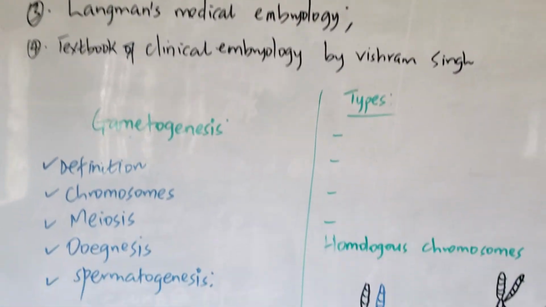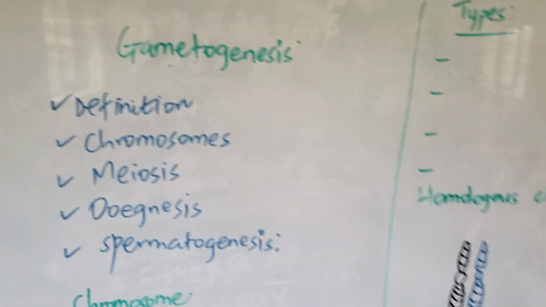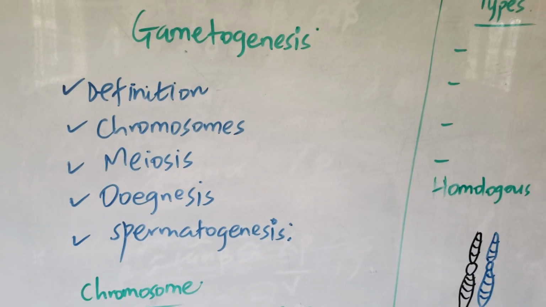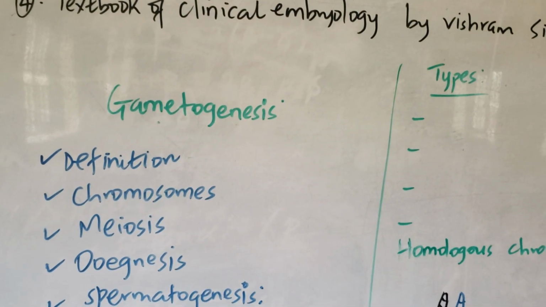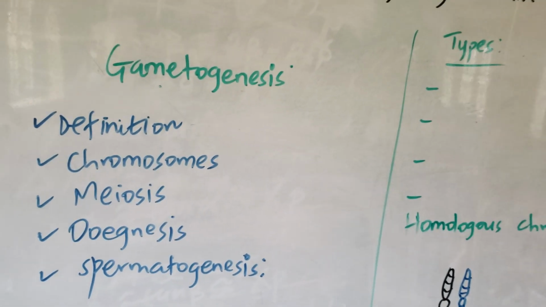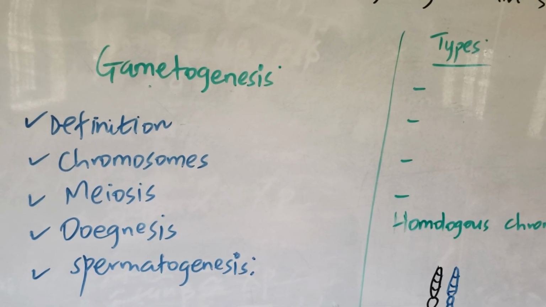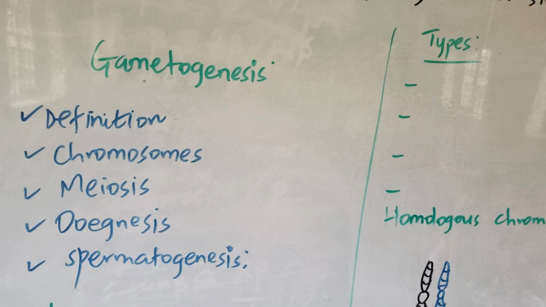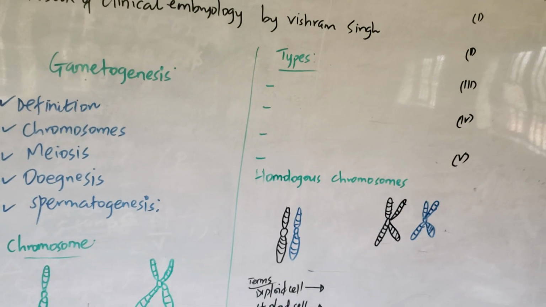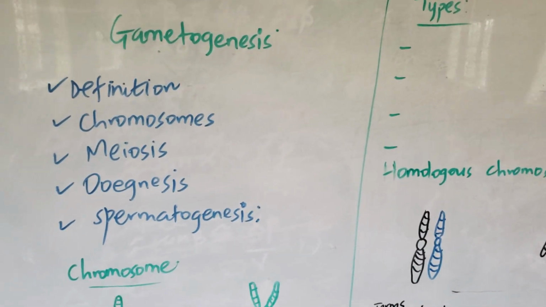We shall begin with the definition, and then we shall talk about the chromosomes, meiosis, oogenesis, and then spermatogenesis. This gametogenesis is always the first topic you cover in histology and embryology as far as year 1 histology and embryology are concerned. So you need to understand it fully and be able to answer respective exams when they are set from this section.